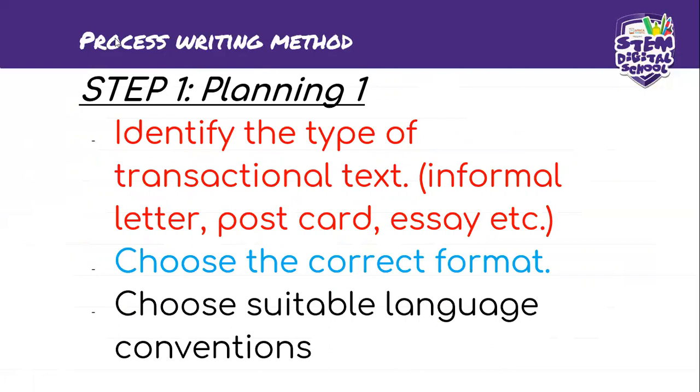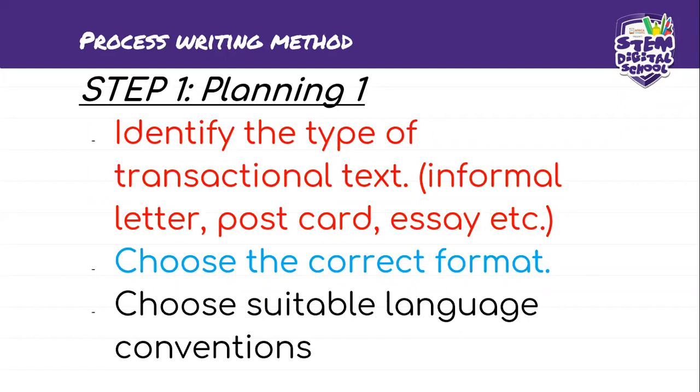So step one is planning. Here you identify the type of transactional text, okay? Is it an informal letter? Is it a postcard? Is it an essay, whatever? Therefore, you just put it there. So you identify it. That is the most important thing first. After that, you choose the correct format.